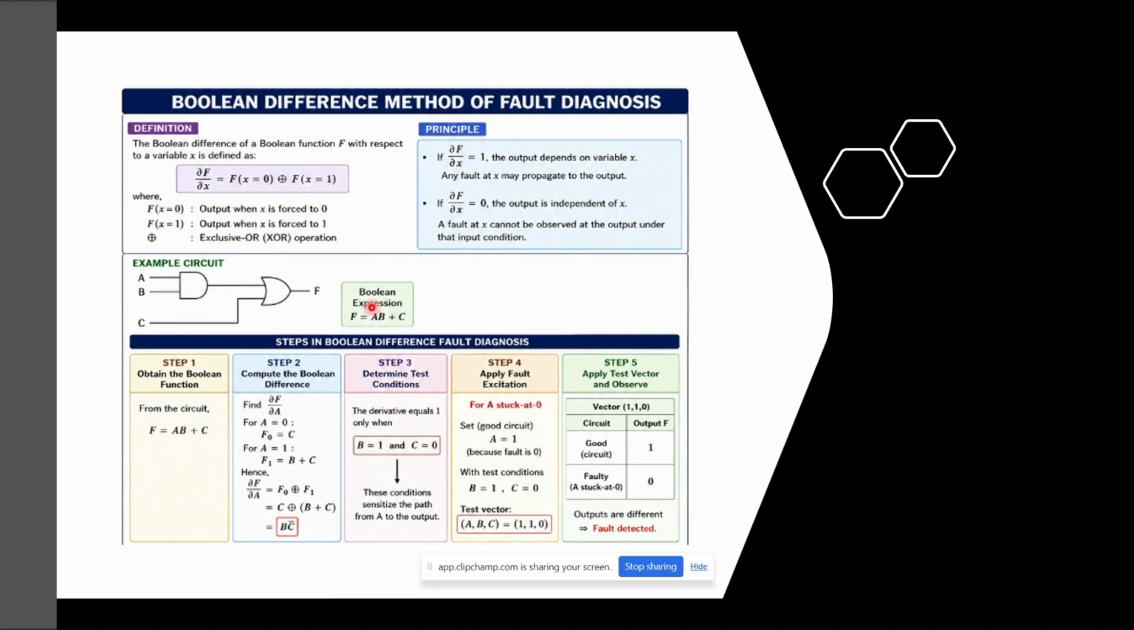So 1 into 1 plus 0 is going to be 1, if you substitute the values 1, 1, 0. So for a good circuit, it should be 1. For example, if the stuck-at fault is present, then surely A will be 0, and 0 into 1 plus 0 will be 0. So at the faulty condition, surely we'll get to know that there is a fault. So the fault is detected. Can you understand how the Boolean difference formula is used in identifying the fault?